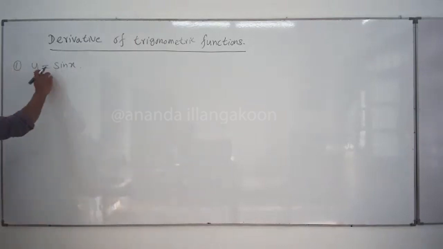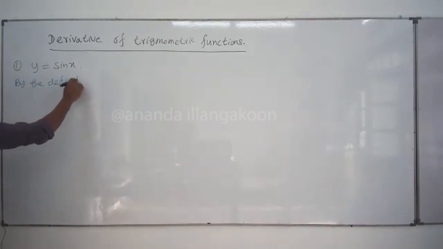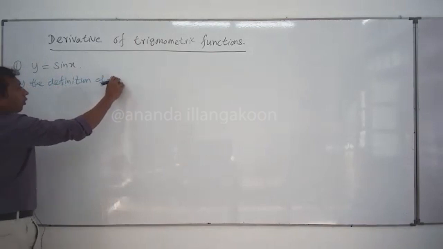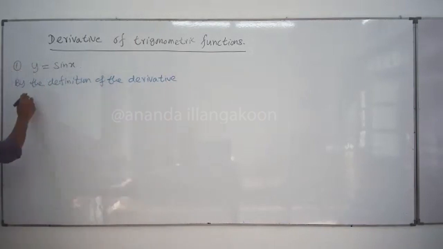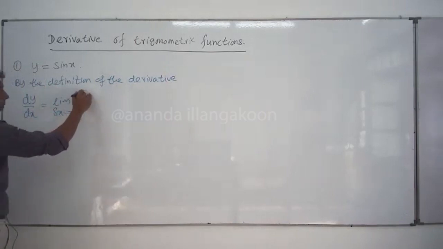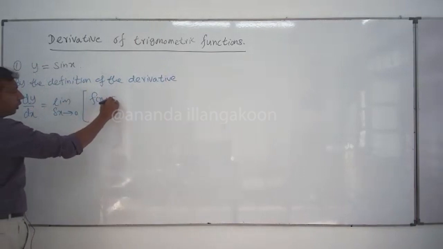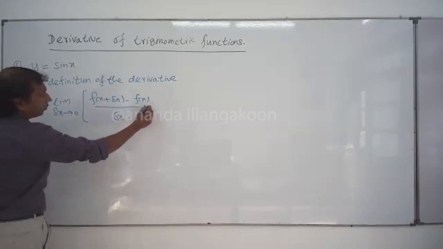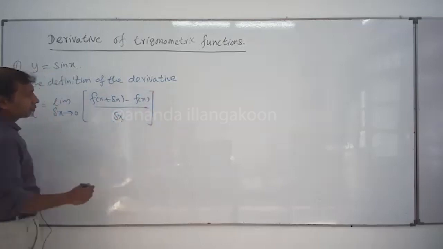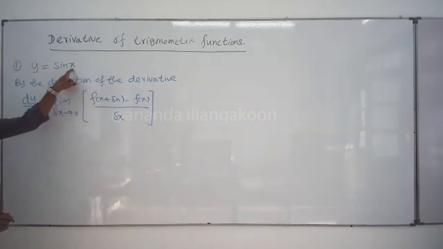By the definition of the derivative, what is that? dy by dx is limit delta x tends to 0, f(x plus delta x) minus f(x) divided by delta x. What is this f(x plus delta x)? In the right hand side, every x we have replaced by x plus delta x.